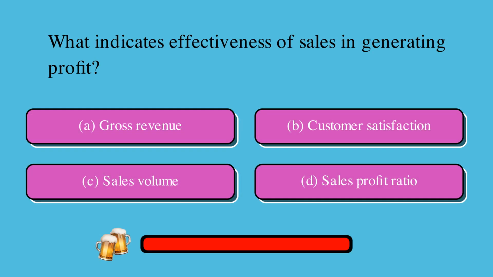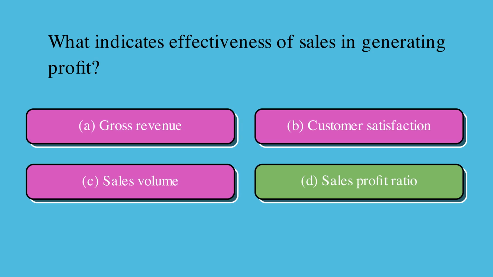What indicates effectiveness of sales in generating profit? Is it A, gross revenue, B, customer satisfaction, C, sales volume, or D, sales profit ratio? The correct answer is D, sales profit ratio.